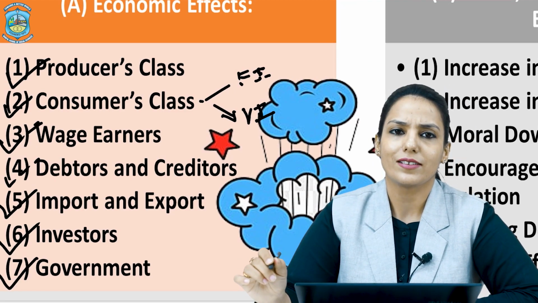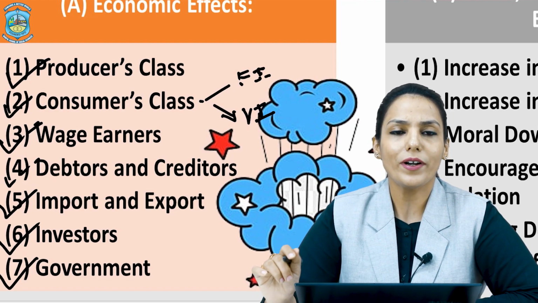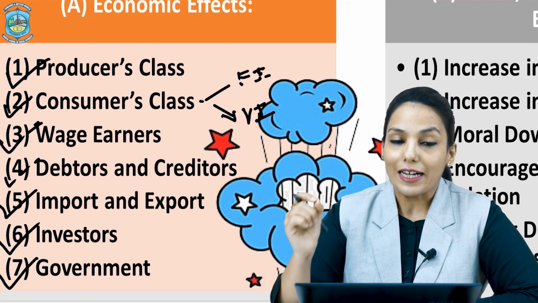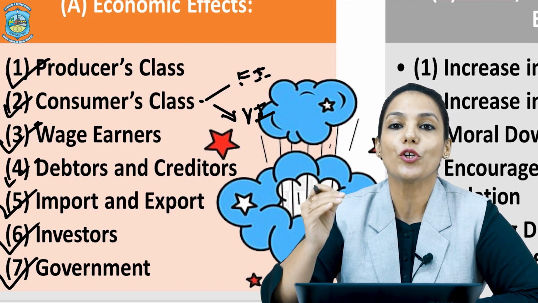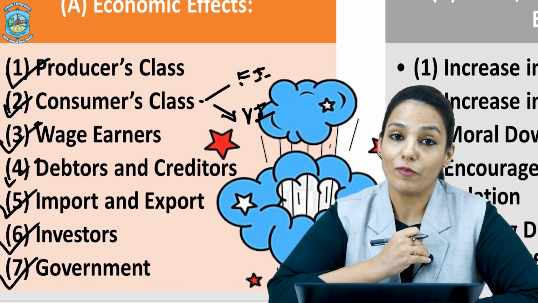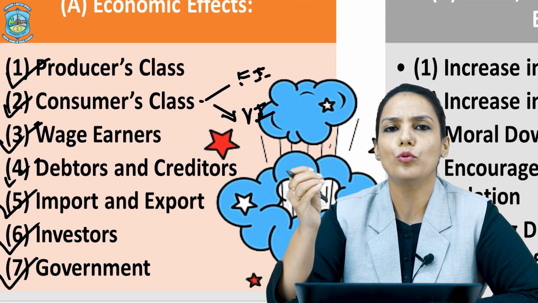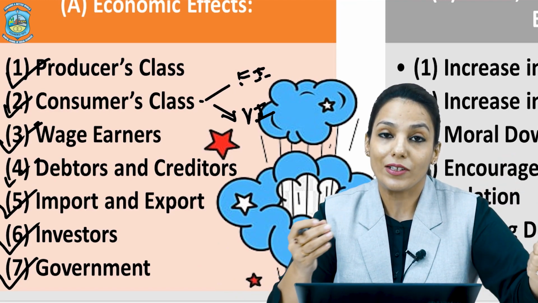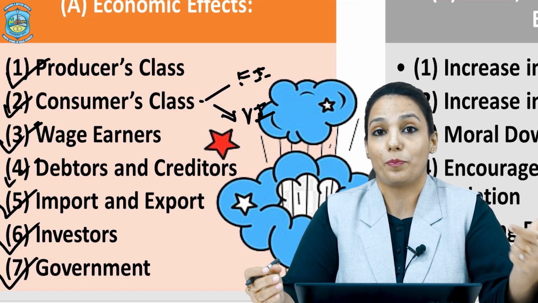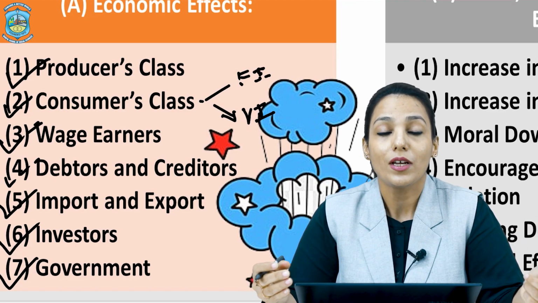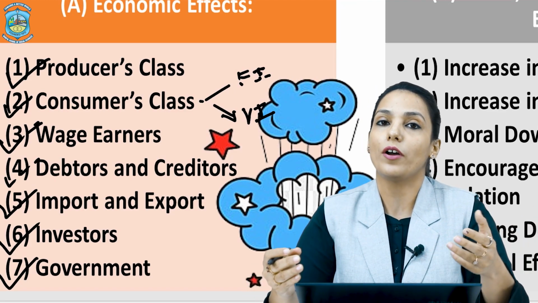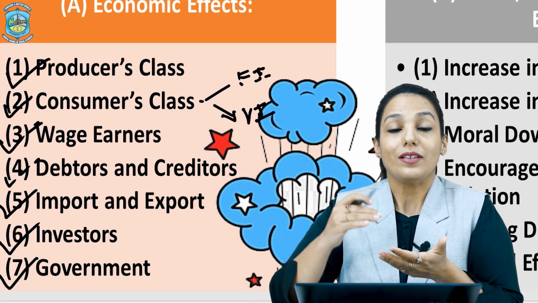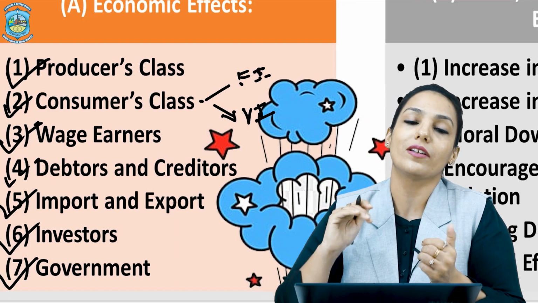Now, last, government. What is the economic effect on the government? The government expenditure grows in inflation because they have to keep on spending. Where do they spend? They spend on central level schemes. The government has to spend money on centrally sponsored schemes. They have to spend on maintaining employees, maintaining public works. As such, their expenditure keeps on increasing.